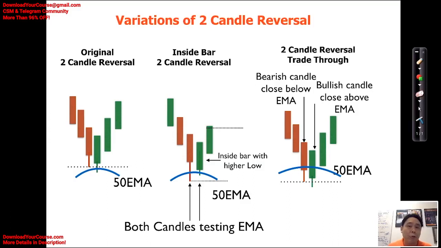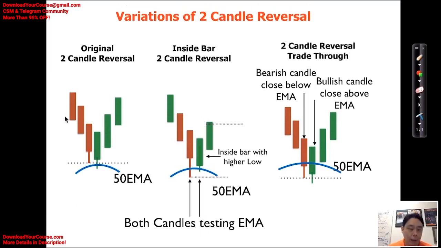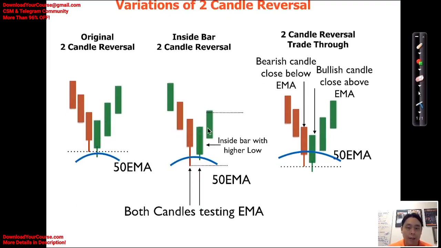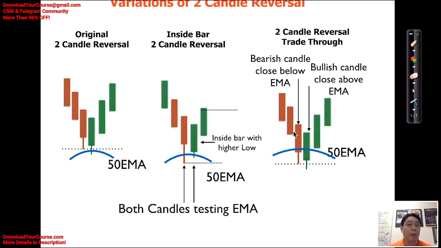Now, again, feel free to rewind this video and watch this as many times as you can till you understand the concept behind the two candle reversal pattern. And I always find when you're learning this for the first time, it helps if you actually draw it, right? If you draw it, you better understand than just looking at it, right? So once again, there are three variations of the two candle reversal pattern. The original pattern, which you see here, the inside bar pattern, and the trade through pattern, right?